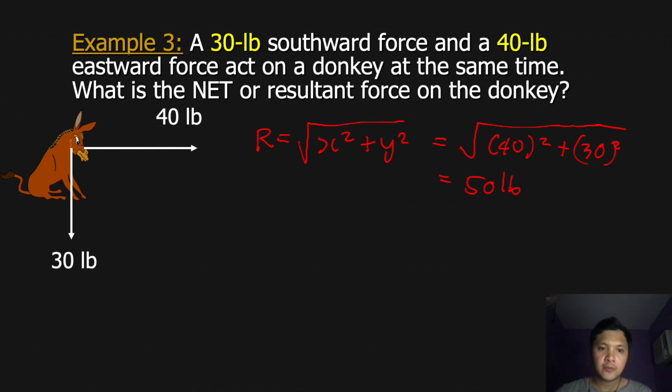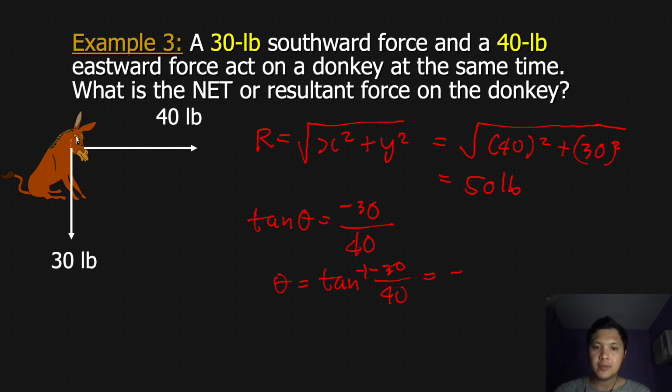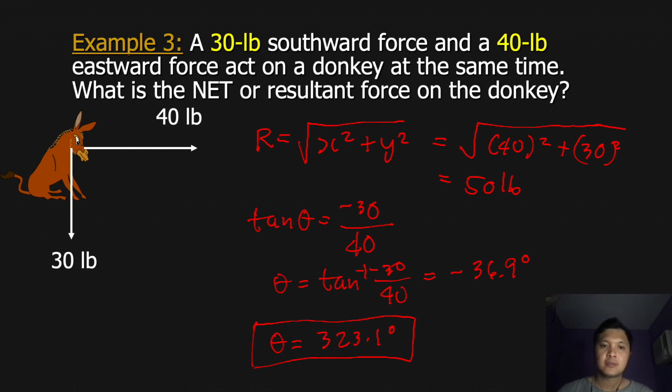Now to get theta, tangent theta is equal to negative 30, negative because it's going down, divided by 40. So theta is equal to arctan of negative 30 over 40, which is equal to negative 36.9 degrees. And it is also equivalent to 323.1 degrees. Okay, so this is your theta and this is your R.